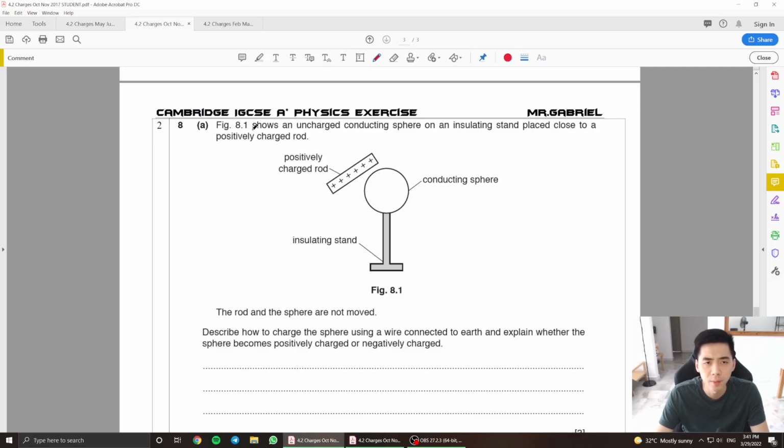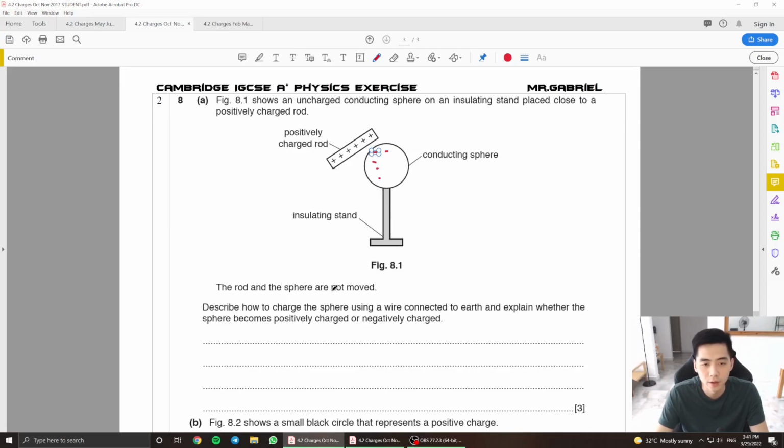Second question, figure 8.1 shows an uncharged conducting sphere on an insulating stand placed close to a positive charged rod. So this sphere is chargeable, right? And there's a positive charged rod here. Obviously it's going to become negative, right? So the rod and sphere are not moved. Describe how to charge the sphere using a wire connected to the earth and explain whether the sphere becomes positively charged or negatively charged. So first and foremost, this question is basically asking about charge induction, right?